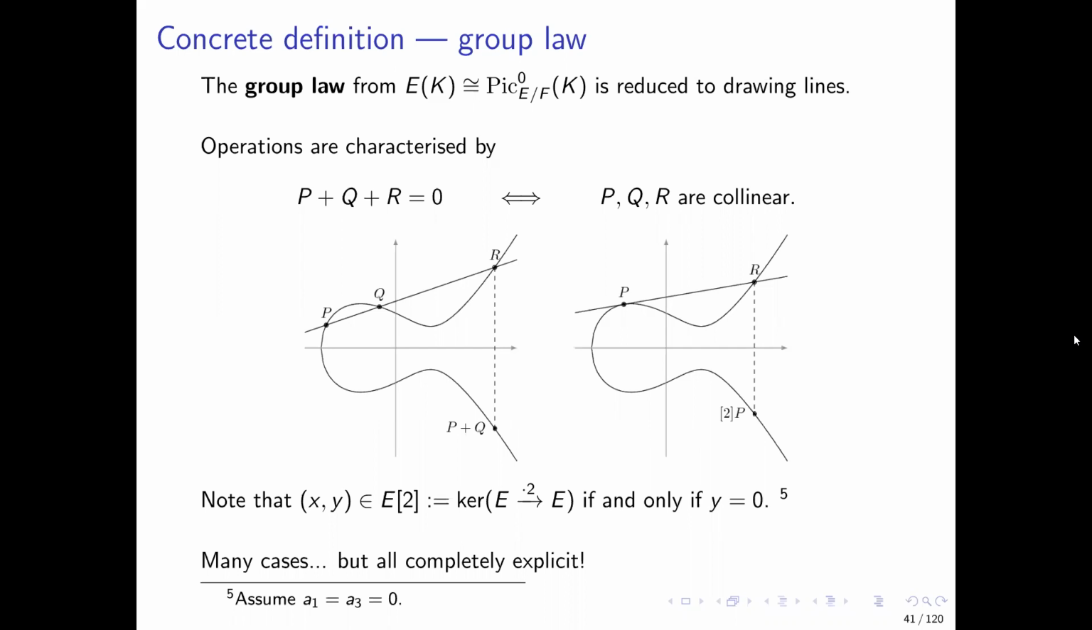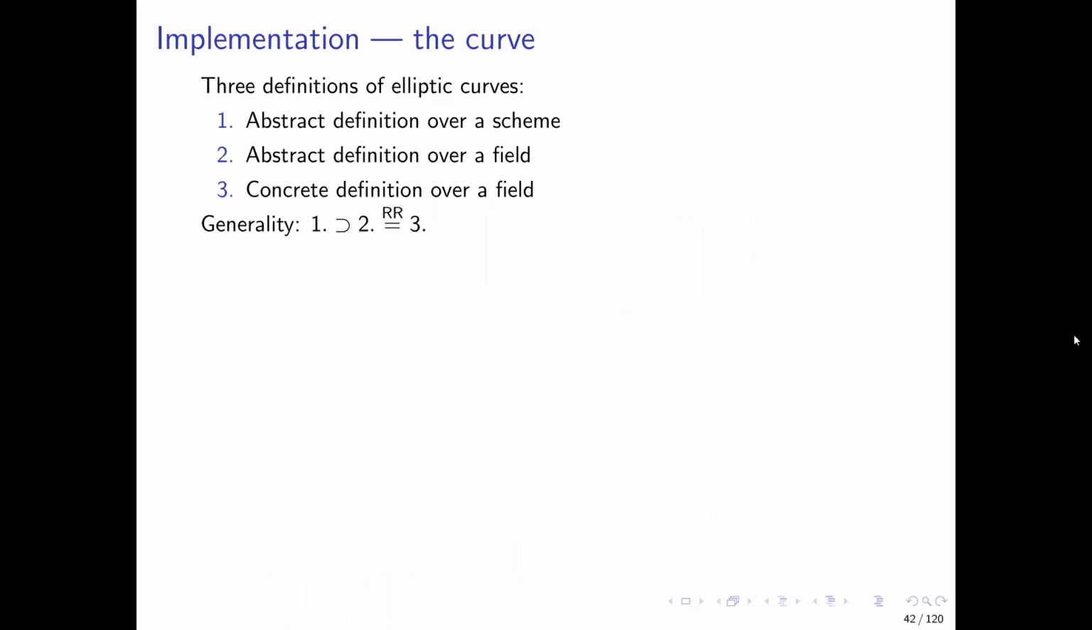So I have given 3 definitions. Two of them are very abstract, and one of them I try to give as concretely as possible. The problem is, we would like to do it as generally as possible, so we would like to actually define 1 in Lean. But unfortunately, that's not quite possible. So this is the generality: 2 and 3 are the same by the Riemann-Roch theorem. Well, 1 is a more general definition. We would like to do 1, but unfortunately 1 is not really possible.